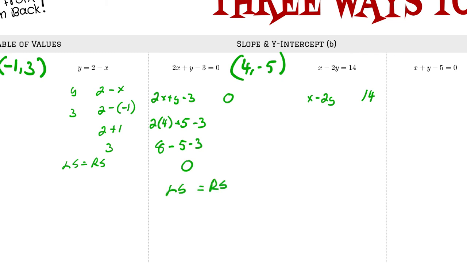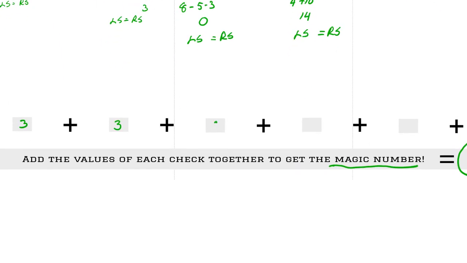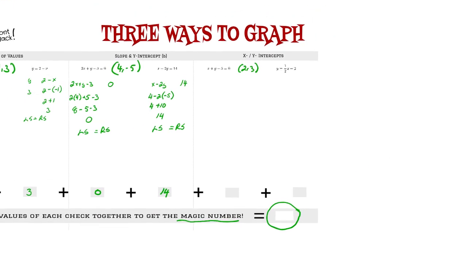On the right equation, you've got 4 minus 2, again, negative value in brackets. So that's 4 plus 10, which is 14. Left side equals the right side. And my balance numbers are different this time, 0 and 14. Last set.